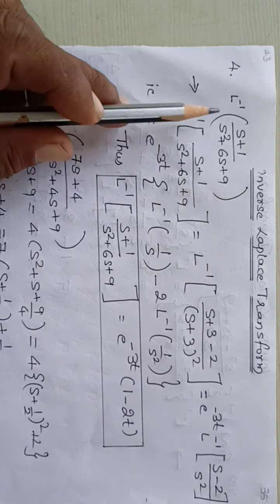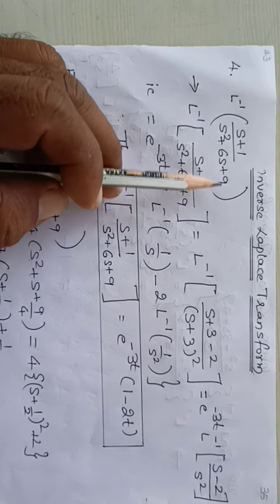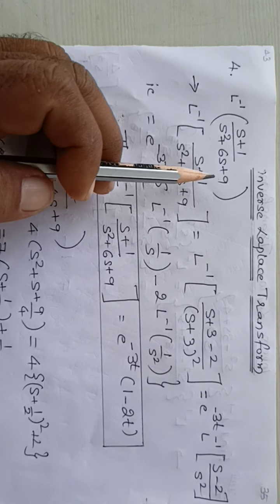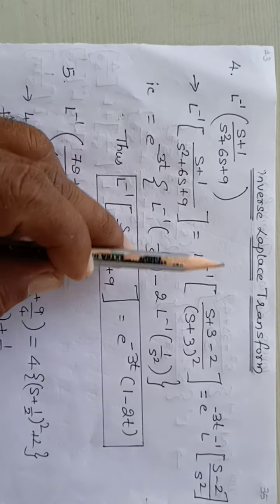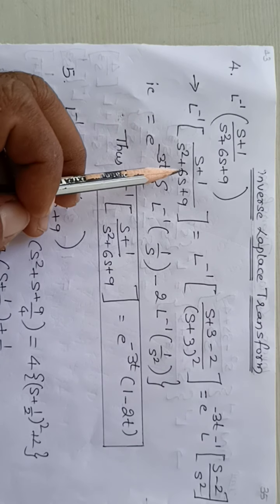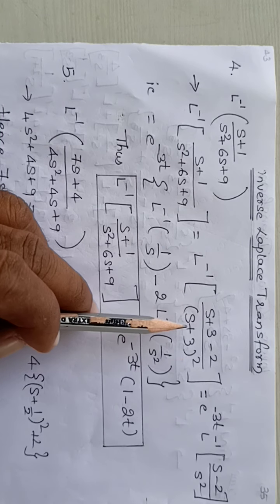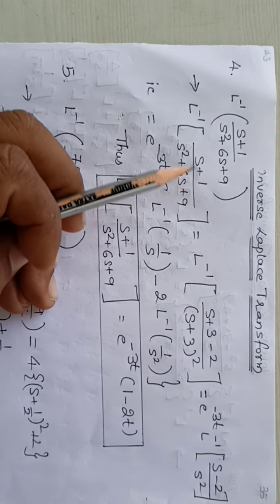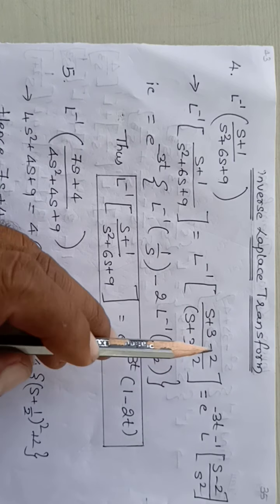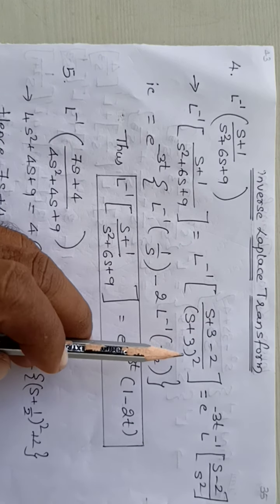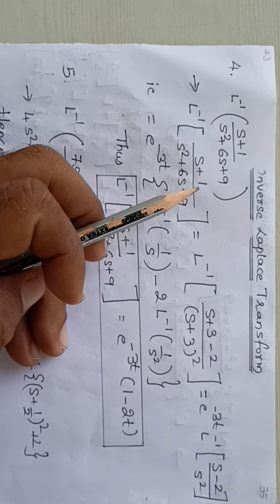This is the fourth one. Find the Laplace inverse of s plus 1 divided by s square plus 6s plus 9. So how to solve this? Simply write down Laplace inverse of the given function, s plus 1 over s square plus 6s plus 9, is equal to Laplace inverse of, first in the denominator you have to complete the square, it is definitely s plus 3 the whole square, and in the numerator you write s plus 3 because here we have made s plus 3, but here s plus 1 is there.